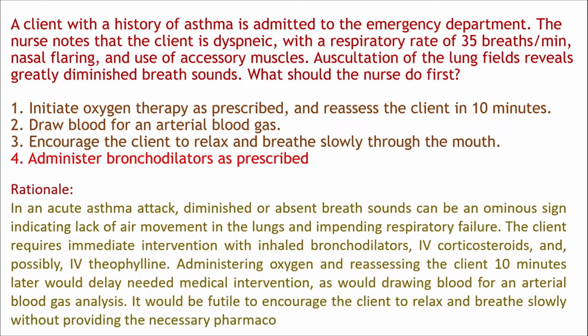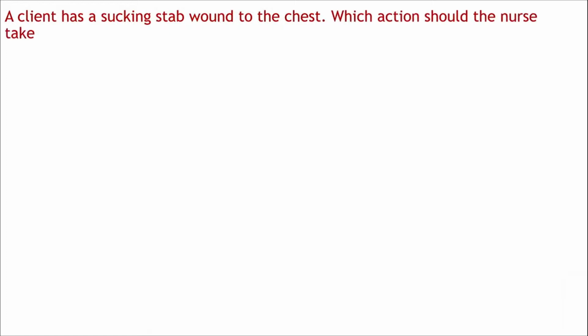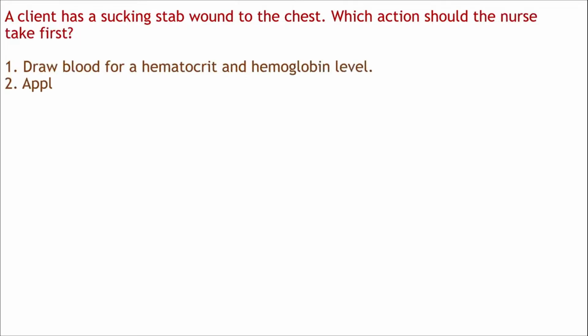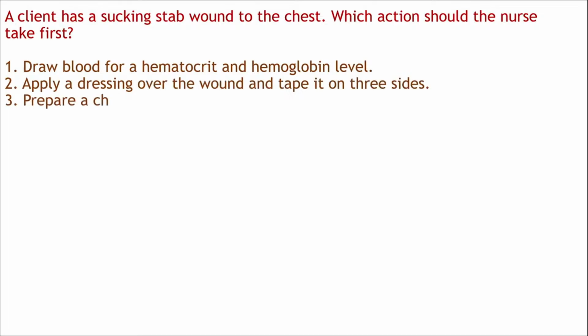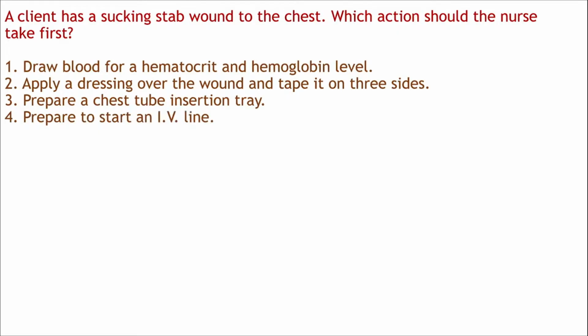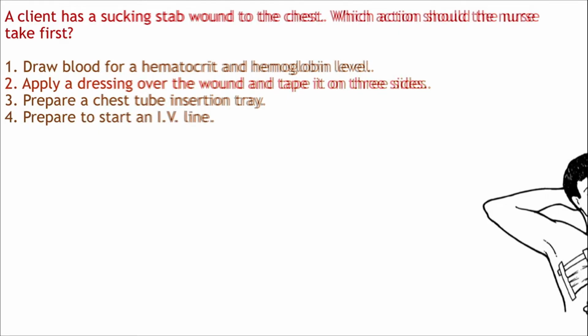necessary pharmacologic intervention. A client has a sucking stab wound to the chest. Which action should the nurse take first? 1. Draw blood for a hematocrit and hemoglobin level. 2. Apply a dressing over the wound and tape it on 3 sides. 3. Prepare a chest tube insertion tray. 4. Prepare to start an IV line. And the correct answer is 2.